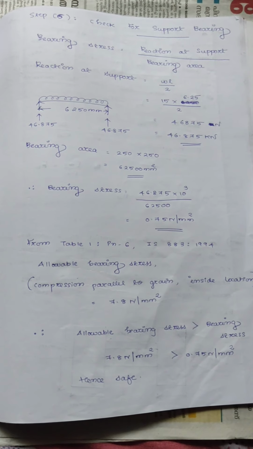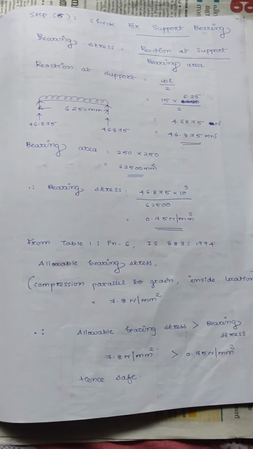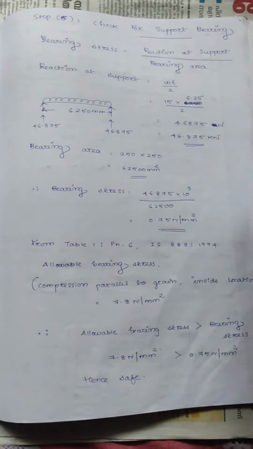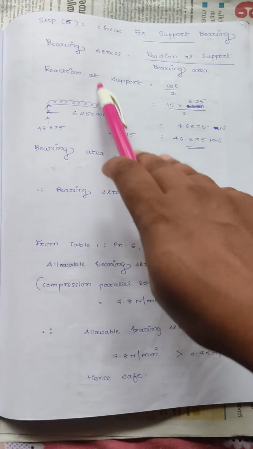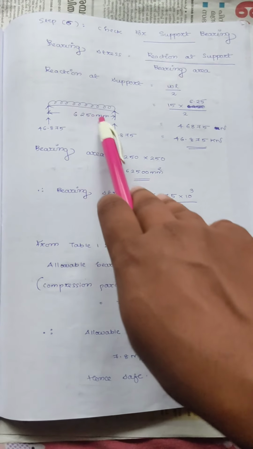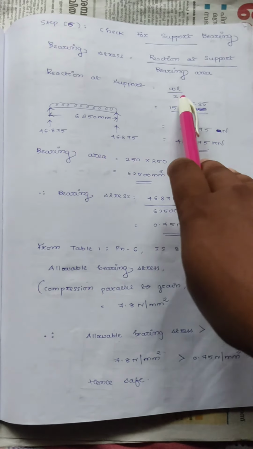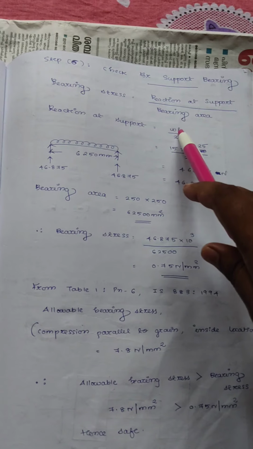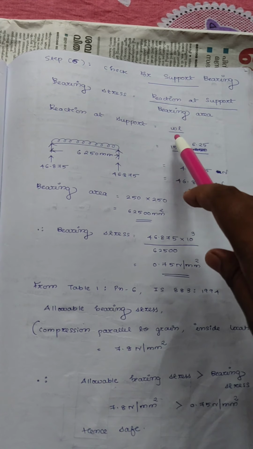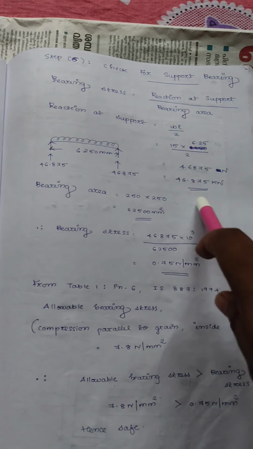The last step in the design is the check for support bearing. For that, first we have to find out the bearing stress by the equation: bearing stress is equal to reaction at support by bearing area. We know the reaction at support for a simply supported beam with UDL is WL by 2. We know the values for W and L, so substitute the values and find the reaction at support.